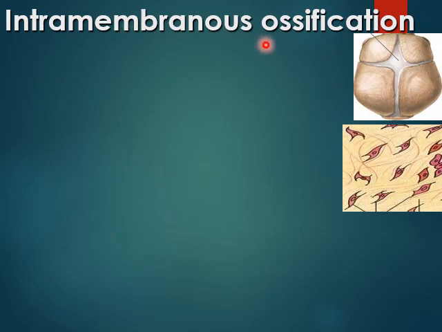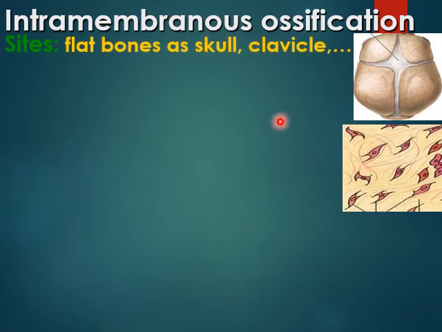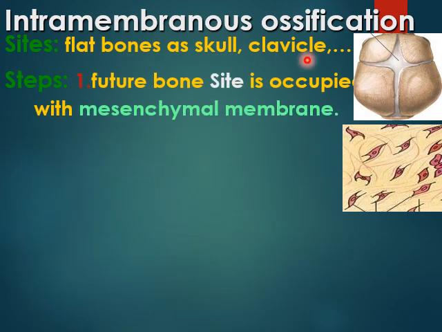Intramembranous ossification. This is the skull, and this is the fontanelle. Here, this tissue is undifferentiated mesenchymal cells. Intramembranous ossification occurs in flat bones such as those of the skull and the clavicle. The future bone is occupied with mesenchymal membrane.